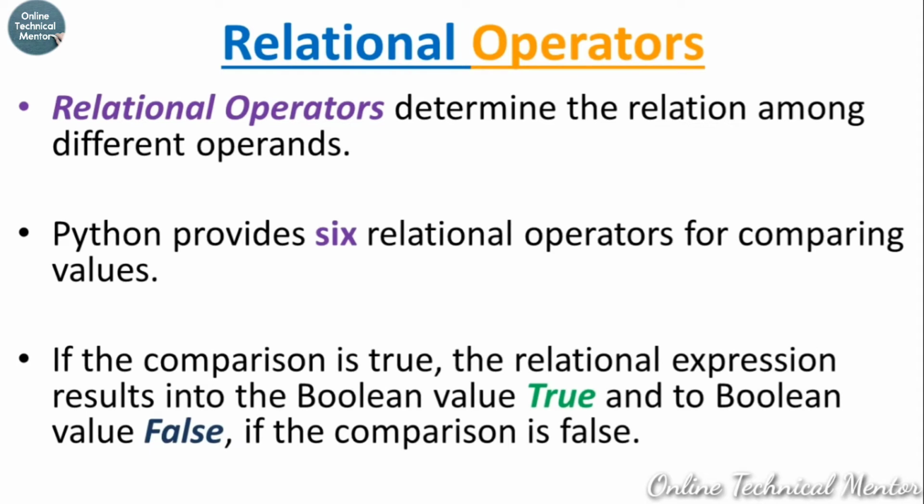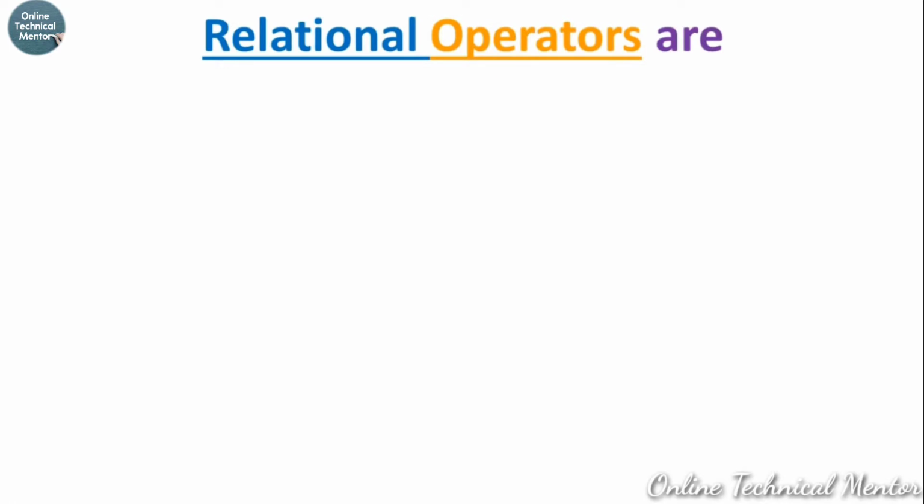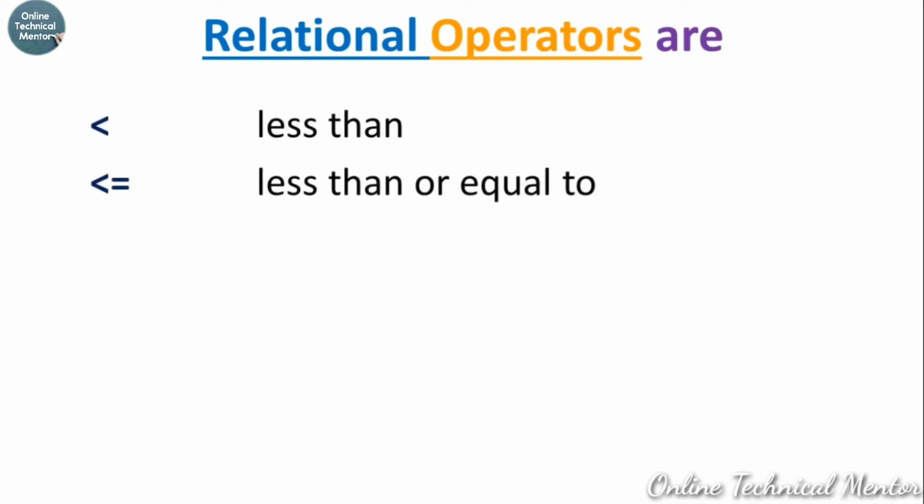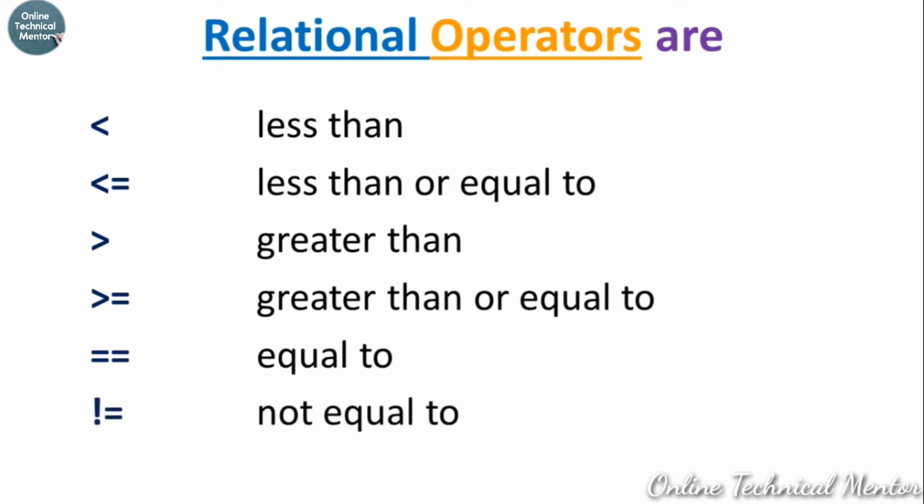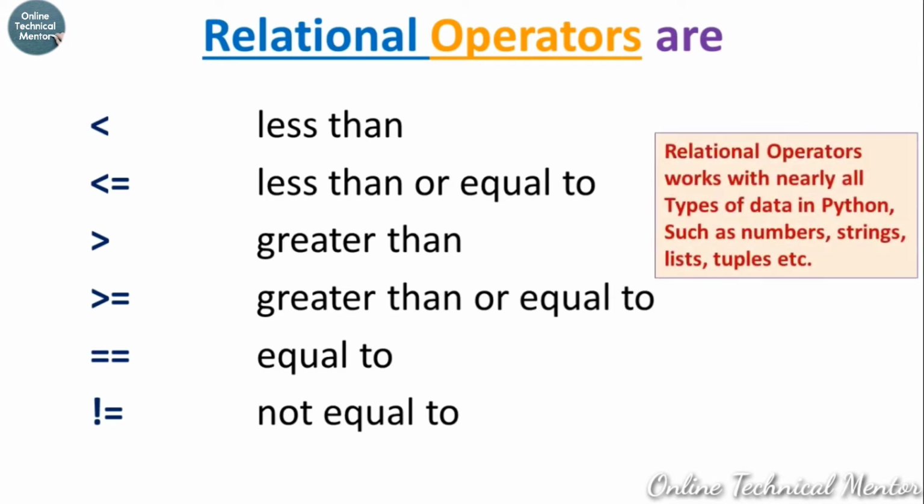If the comparison is true, the relational expression results in the Boolean value true, or the Boolean value false if the comparison is false. Relational operators are less than, less than or equal to, greater than, greater than or equal to, equal to, where the double equal to represents equal to, and not equal to. The combination of an exclamation mark along with the equal to is called not equal to. Relational operators work with nearly all types of data in Python such as numbers, strings, lists, tuples, etc.